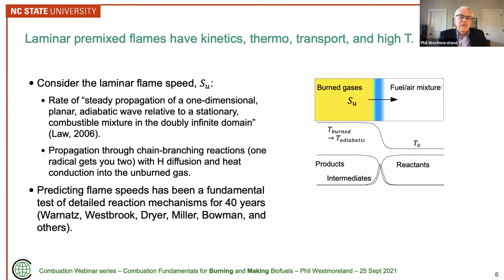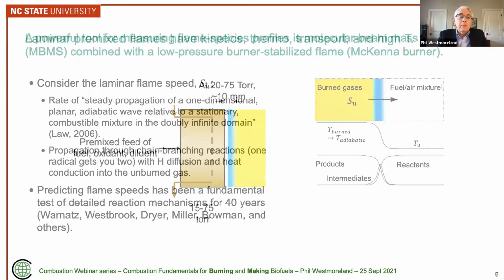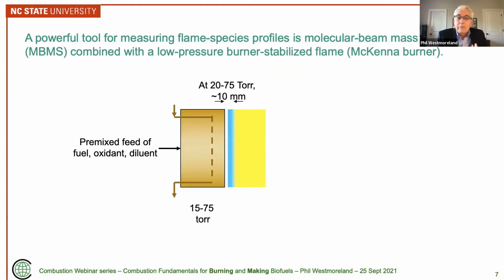It's most sensitive to just a few reactions, particularly the key reactions like H plus O2, the chain branching reaction that gives us O and OH, CO plus OH, and of course, fuel attack. So to get detailed speciation, the chemical species that are present as reactants, intermediates, and products, a really powerful tool is to use molecular beam mass spectrometry, or MBMS.